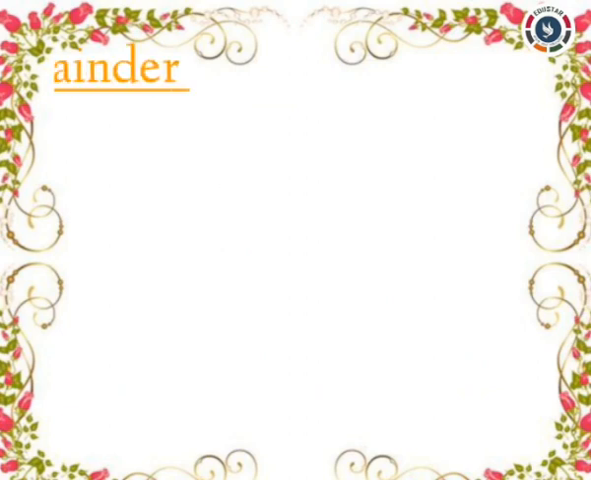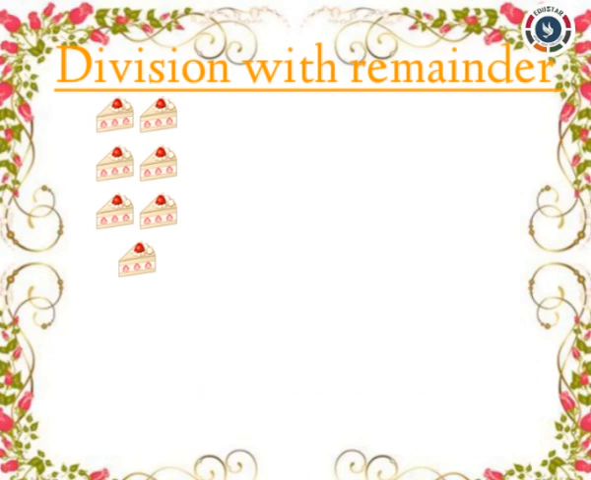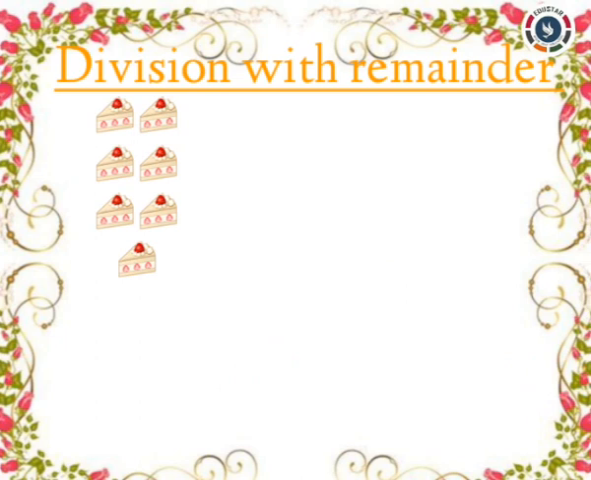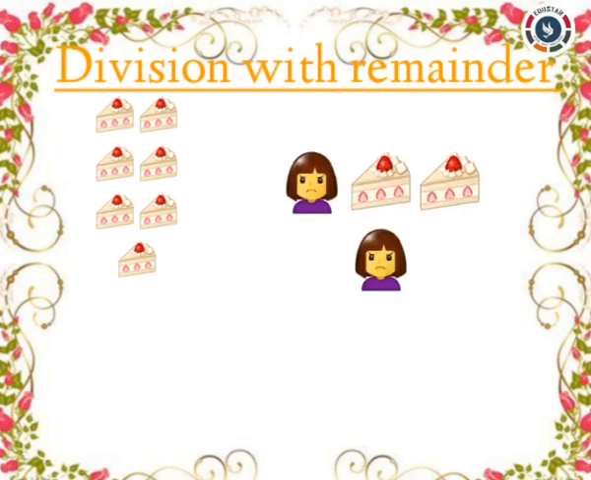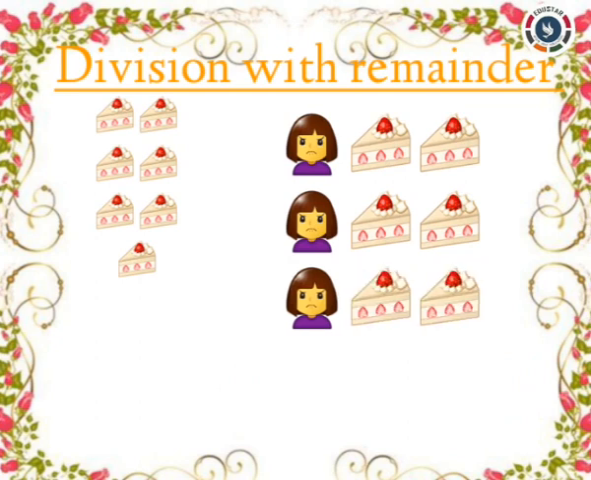Next, division with remainder. Students, take 7 sweets. How will you distribute them among 3 children? Each of the 3 children get 2 sweets. So give 2 sweets to each child. Are you left with any sweets? Yes. How many? Correct. 1.